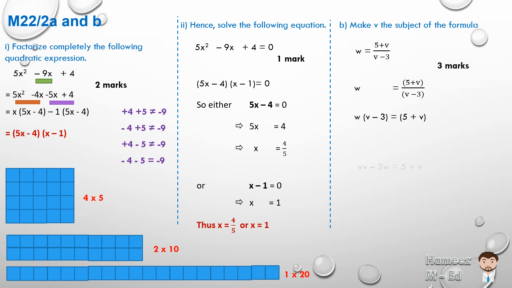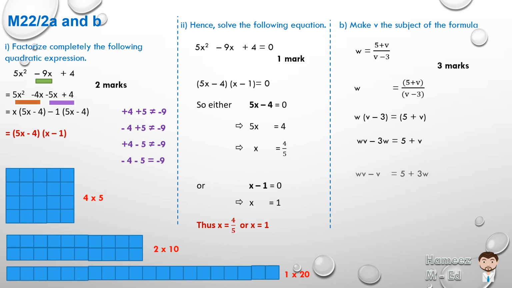And we can now expand the brackets. w times v is equal to wv. w times minus 3 would be minus 3w is equal to 5 plus v. And we want to find v. So let's make v the subject of the formula by putting all the v's on one side of the equation and everything else on the other side.